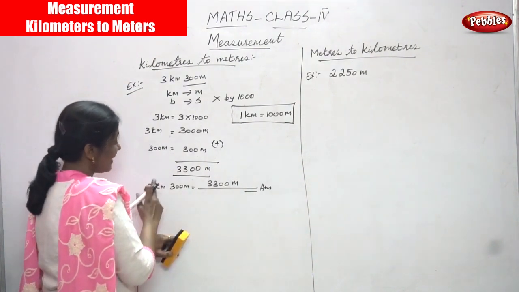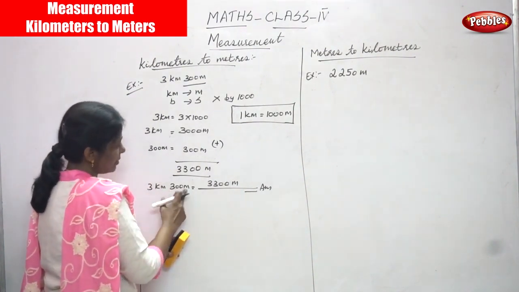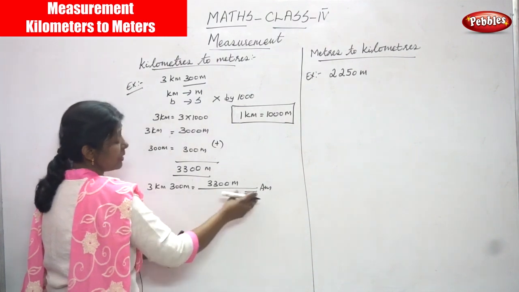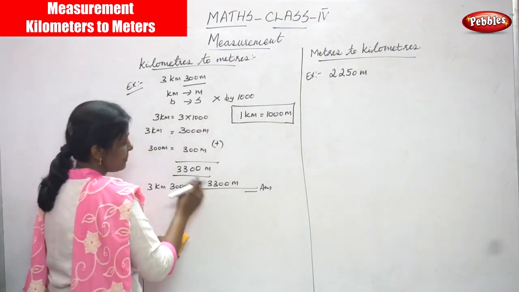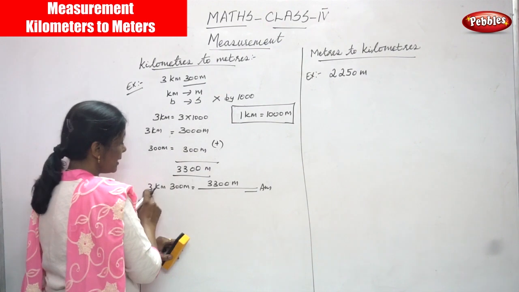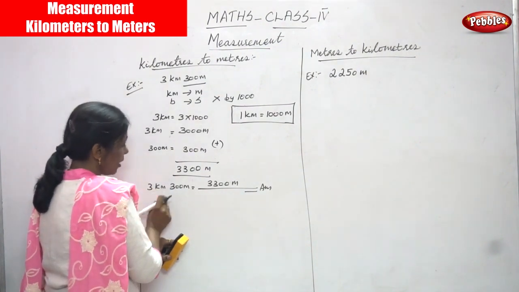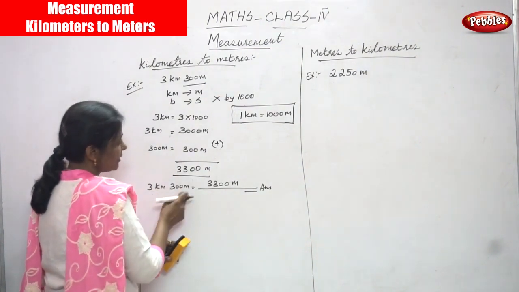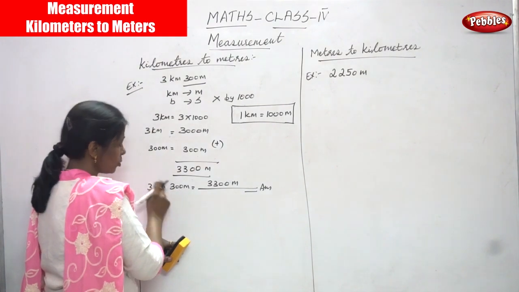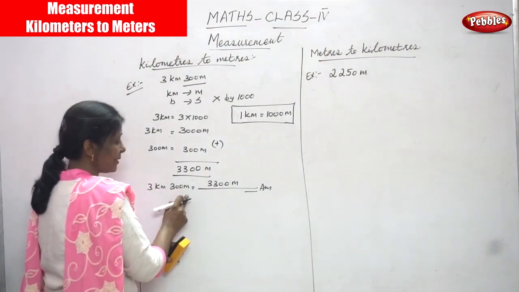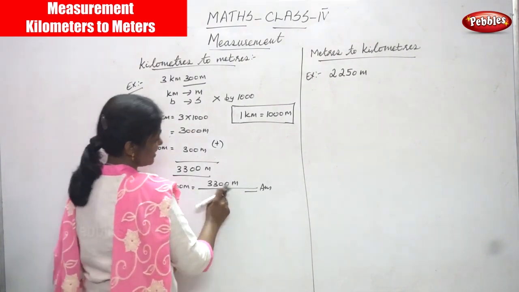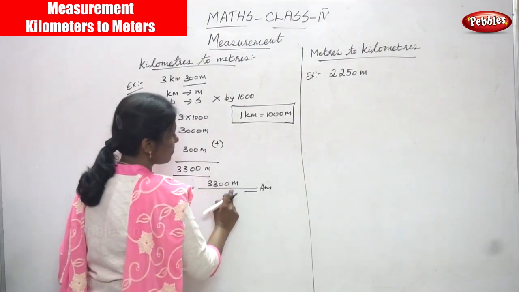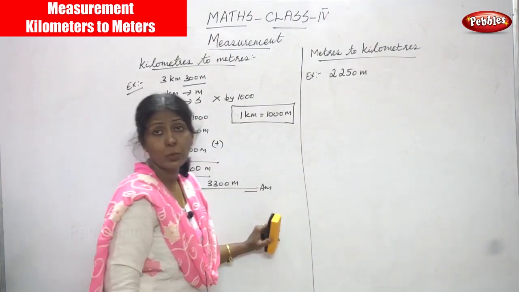I'll repeat once again. 3 kilometer and 300 meter converted into meter. That means kilometers convert into meter, but only the 3 kilometer you have to convert into meter. The 300 meter is already in the same unit. So 3 kilometer and 300 meter converted into meter, the answer is 3300 meter. This is the right answer for this question.